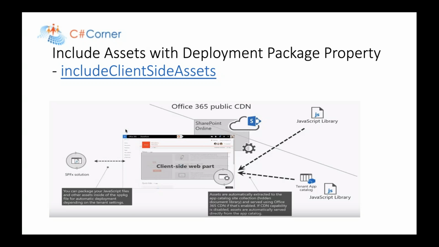If the CDN is not set, then it is going to save that in a library within the app catalog, so that you don't need to deploy those particular artifacts in your CDN servers. So this is just a one-click kind of deployment. This property is a very useful property for that.